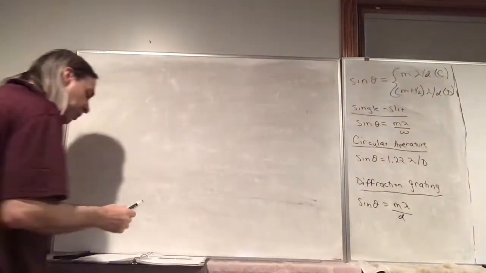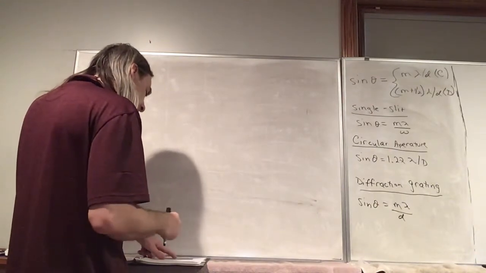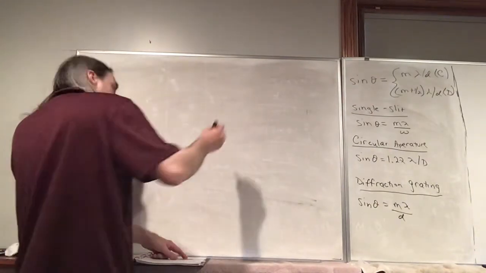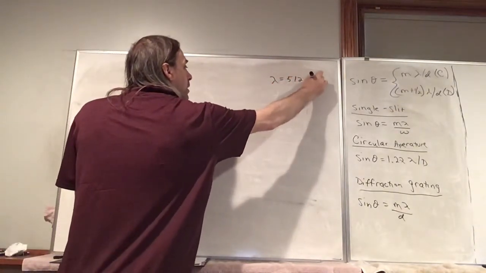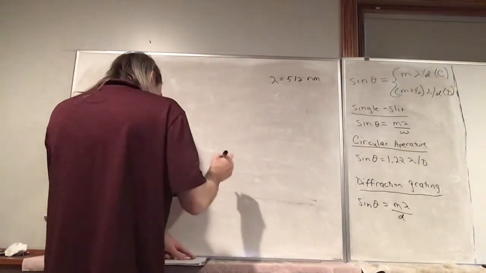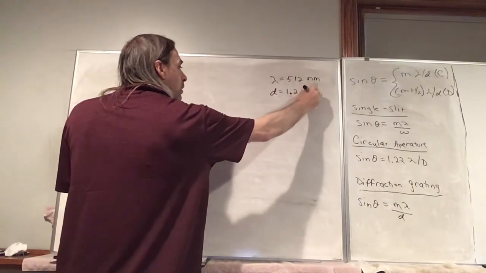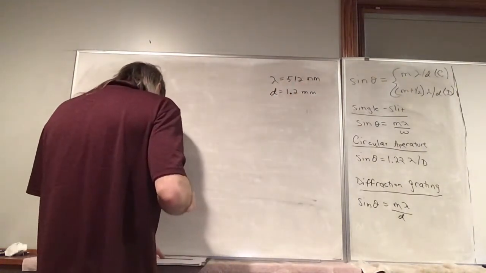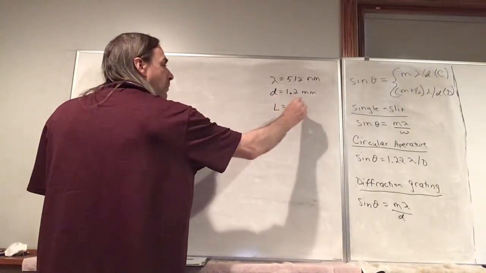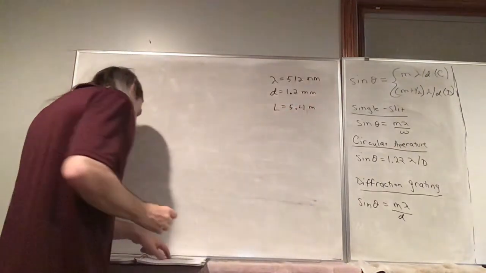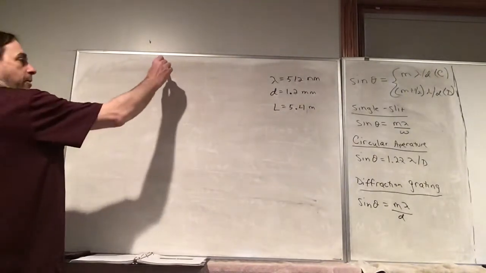So let's look at problem 2. A double slit experiment is performed with blue-green light of wavelength 512 nanometers. The slits are 1.2 millimeters apart, and the screen is 5.4 meters from the slits. So how far apart are the bright fringes as seen on the screen?